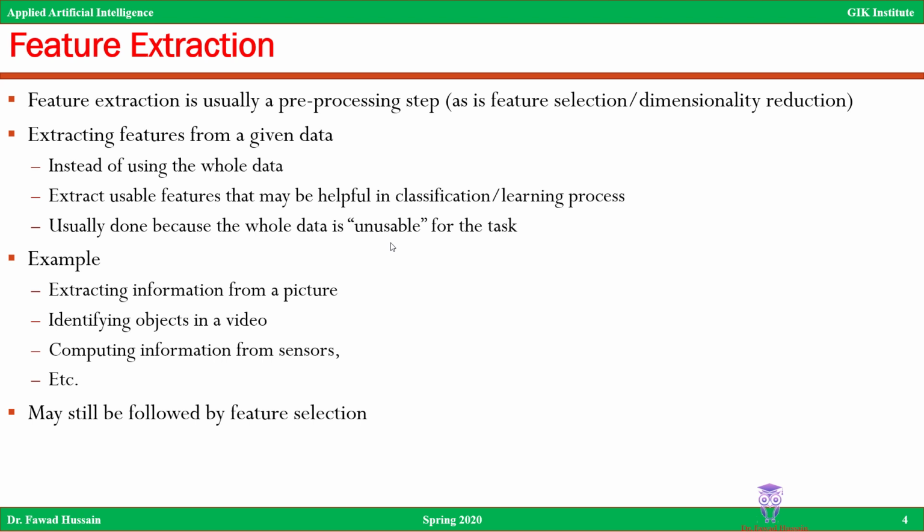And from what we have done so far, maybe if I have a picture and I'm using a deep learning algorithm, maybe it's usable. But if I'm using a decision tree or a naive Bayesian classifier, then the entire picture as such is not usable for me. I need to extract information from that picture. So this is the feature extraction part, and it may or may not be followed by the feature selection part. I hope it's clear what feature extraction is.